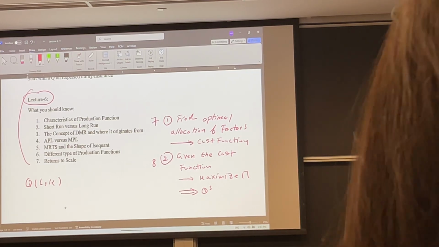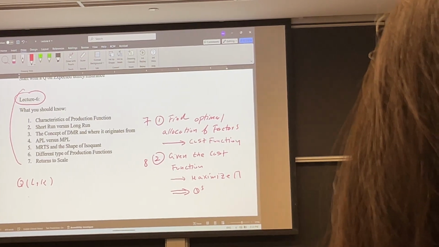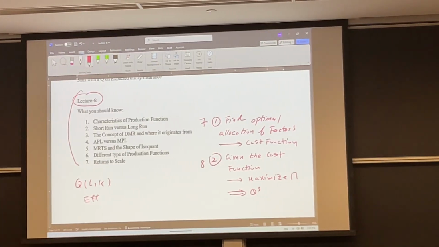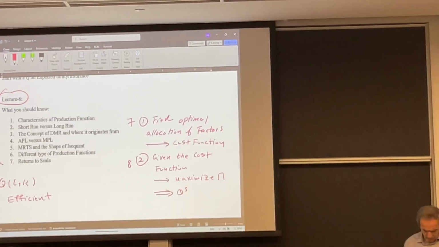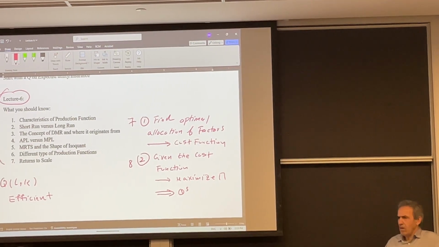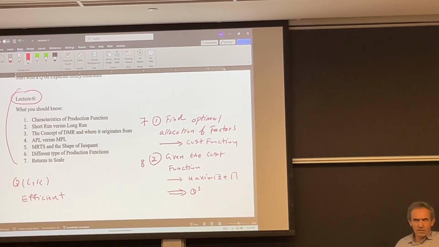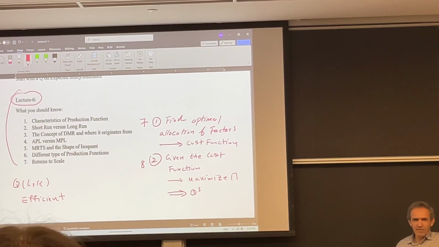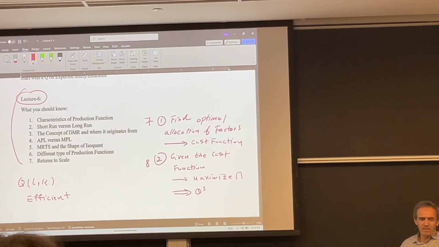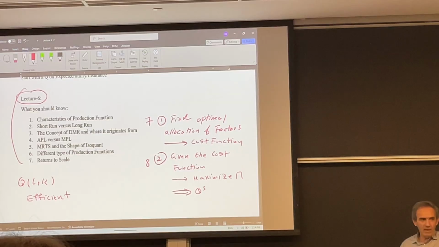Okay, we assume the production function is efficient. That's the only assumption, in fact, we make. Unlike consumer theory where we had at least 3 assumptions. There we assumed completeness. What's the second one? Transitivity, and monotonicity. The first 2 were required, the third one was made to simplify. Here you have one assumption. Efficiency. We assume the production is efficient.